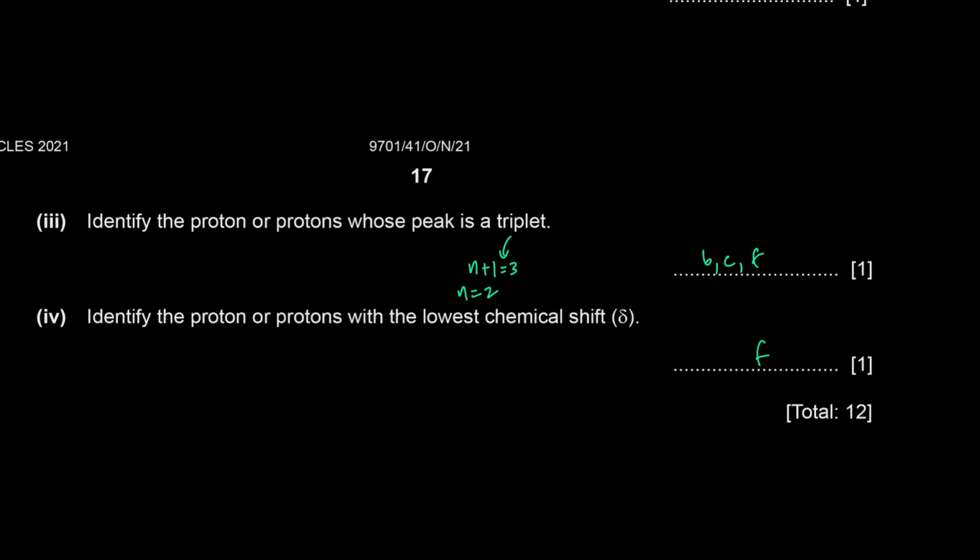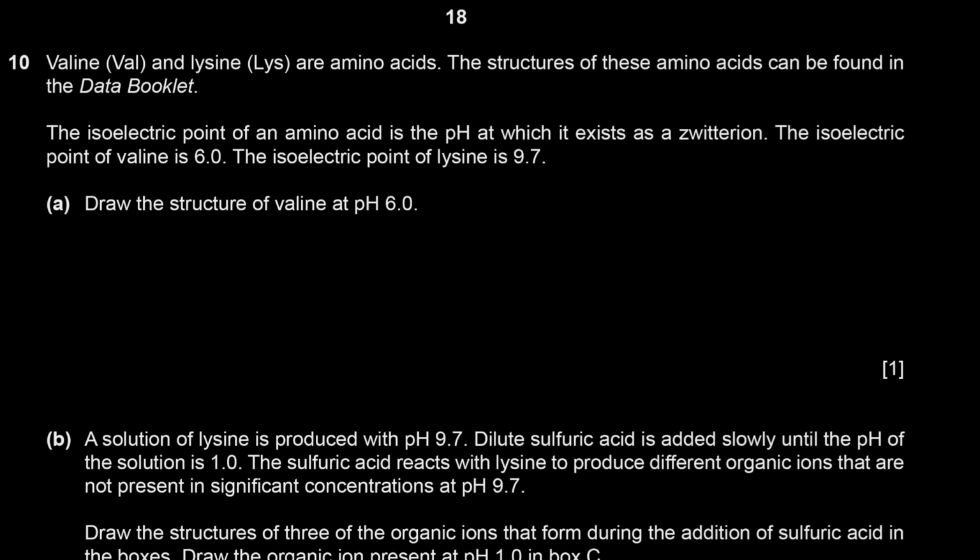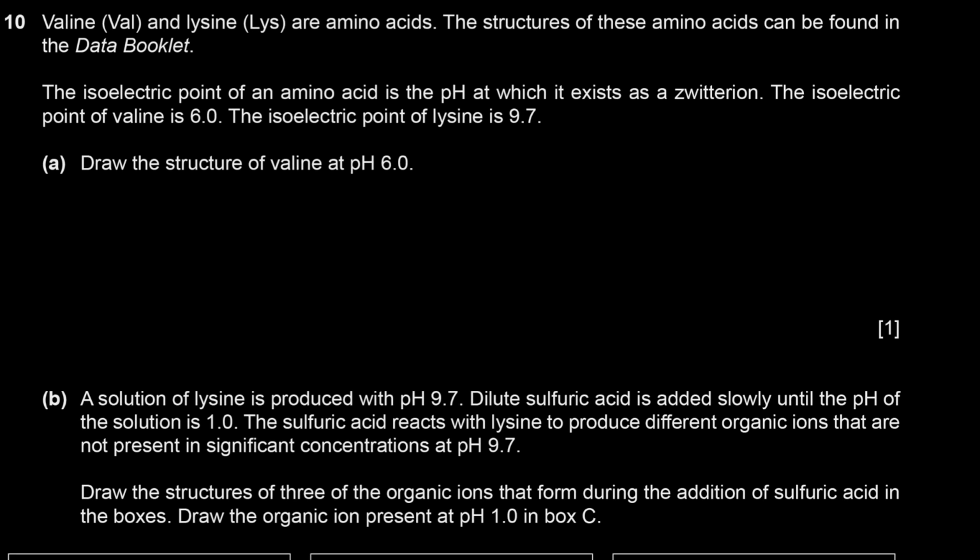All right, the last question that we have is question number 10. Valine and lysine are amino acids. The structures of these amino acids can be found in the data booklet. Obviously, we don't have a data booklet anymore, so I'll give you the structures of valine and lysine. The isoelectric point of an amino acid is the pH at which it exists as a Zwitter ion. The isoelectric point of valine is 6.0. The isoelectric point of lysine is 9.7.